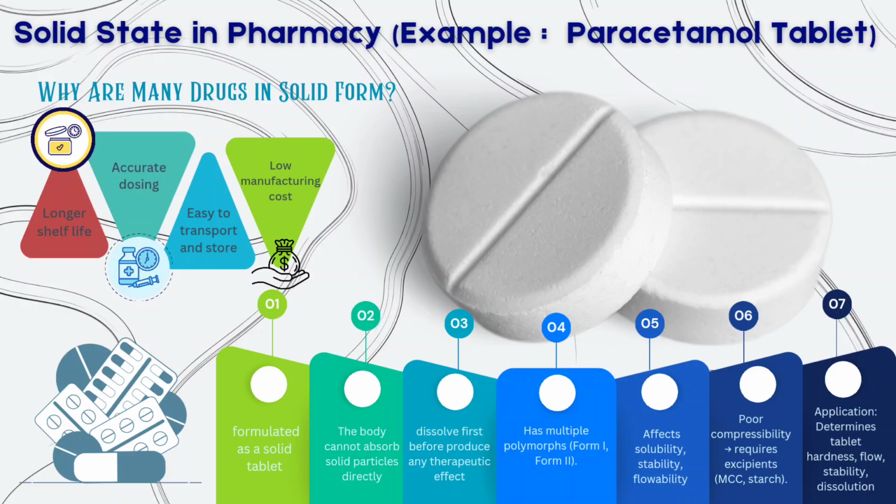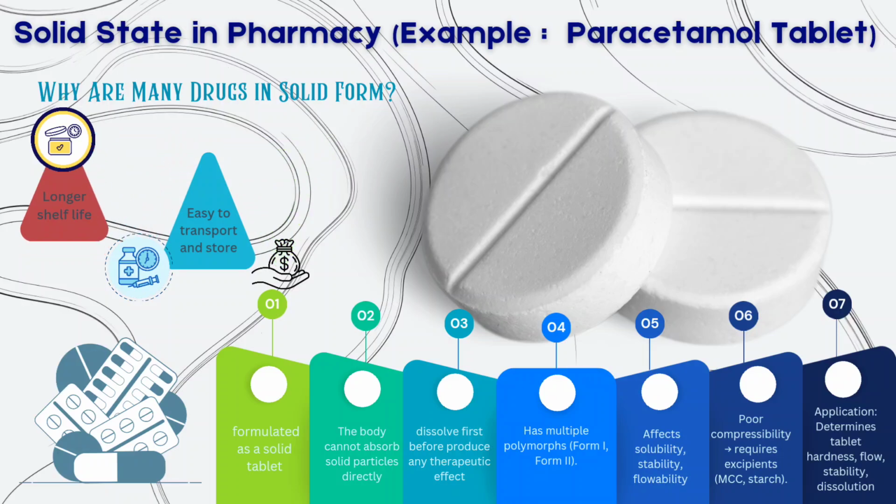Some solid drugs also have multiple polymorphs. The solid states affect solubility, stability, and flowability. Some powders have poor compressibility, so they need excipients like MCC or starch. The solid states also determine the tablet hardness, flow, stability, and dissolution.